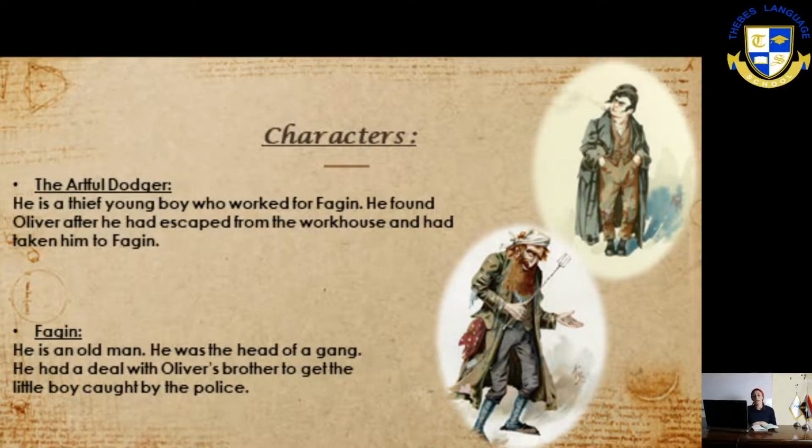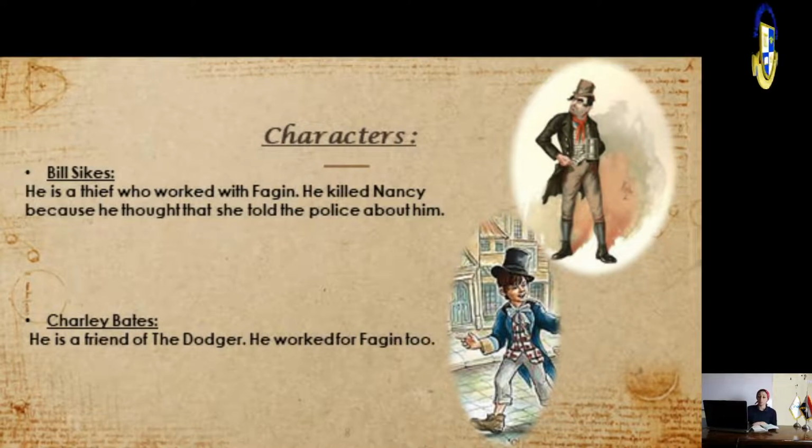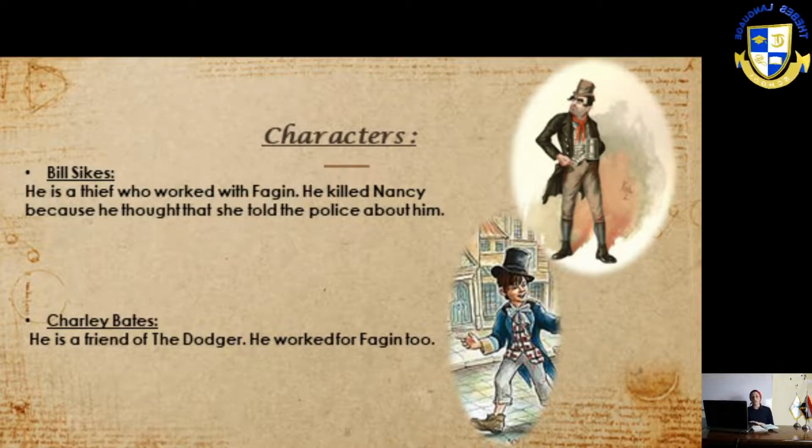Bill Sikes is a thief who worked with Fagin. He killed Nancy because he thought that she told the police about him. Charlie Bates is a friend of the Dodger. He worked for Fagin too. And we are going to find that through the story, Charlie Bates wasn't a bad boy. Sometimes he was good to Oliver, and some situations told us that he was very bad to him. So he's not very bad and he's not very good either.